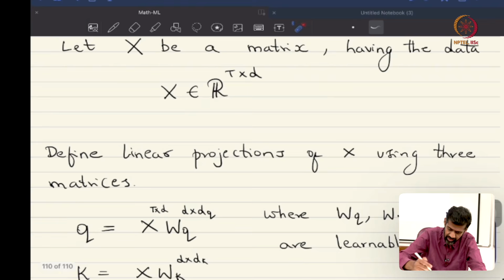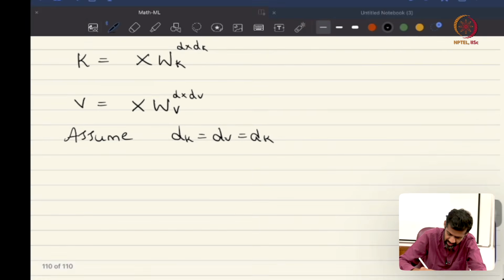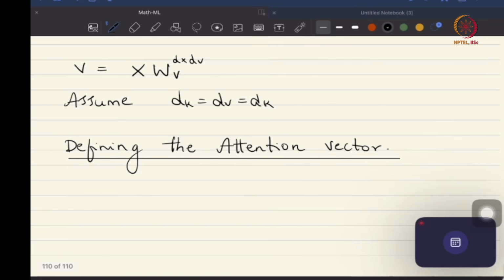Okay. So, now let us define what is called the attention vector. Okay. We will stop here and continue in the next lecture.